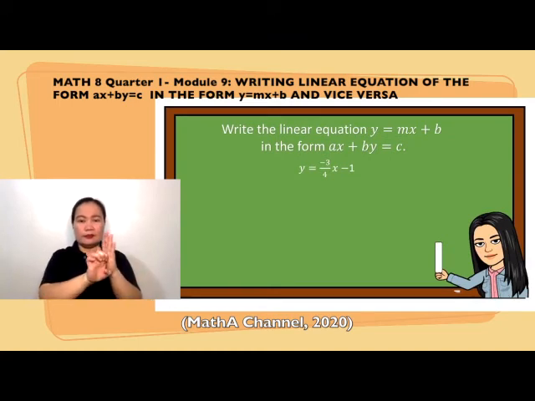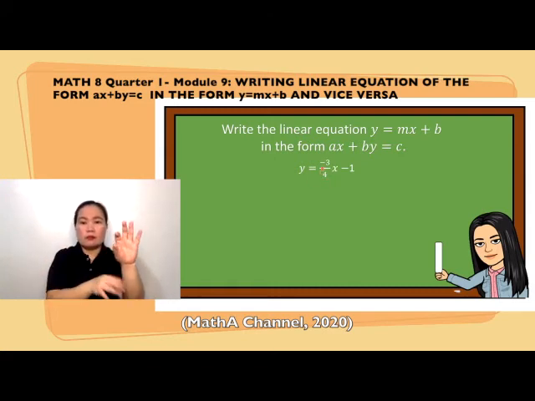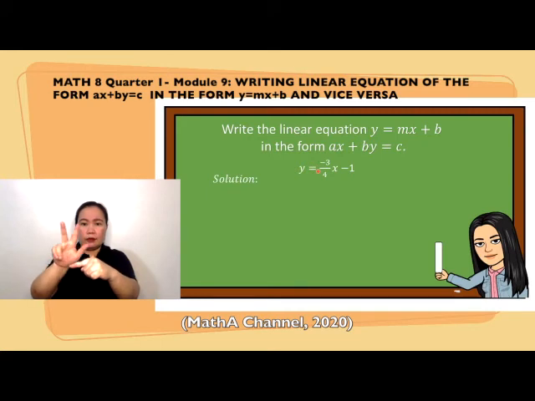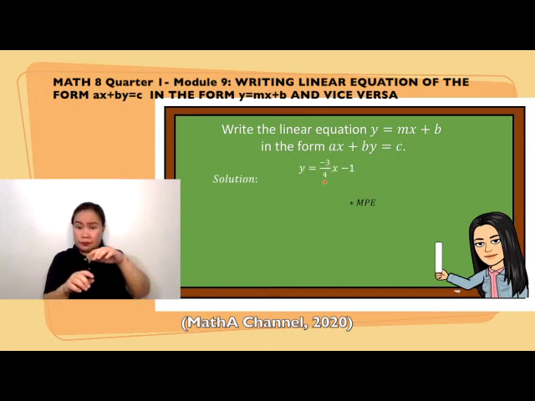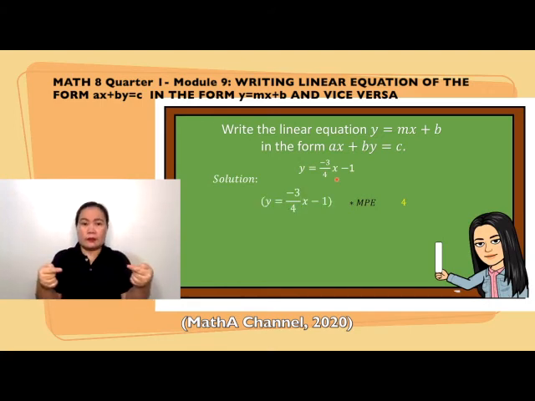Okay, next example. y equals negative 3 over 4x minus 1. This is also written in slope-intercept form. So, gagawin din natin siyang standard form. But as you can see, meron tayong fraction which is negative 3 over 4. So, para maalis natin yung fraction, we're going to use the multiplication property of equality. So, ano ang imumultiply natin? We're going to multiply the LCD of our fraction, and the LCD is 4. So, multiply the whole equation by 4.